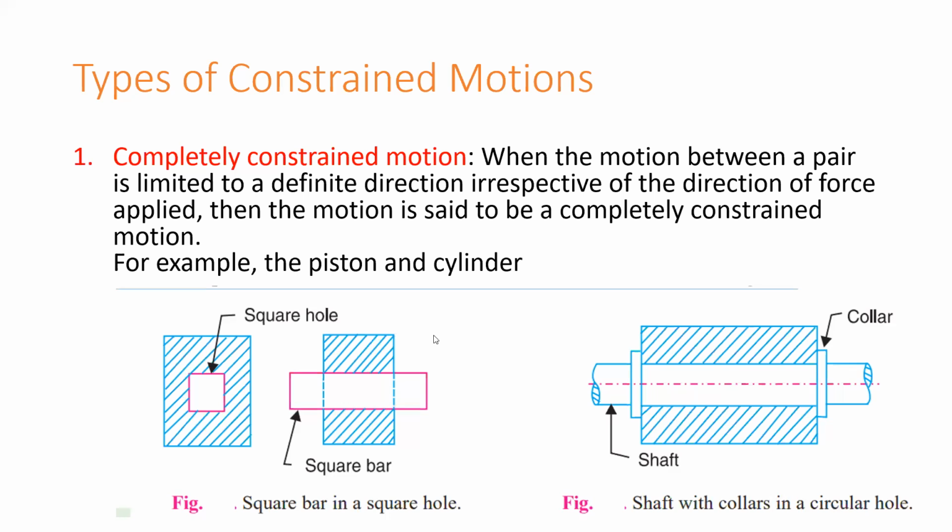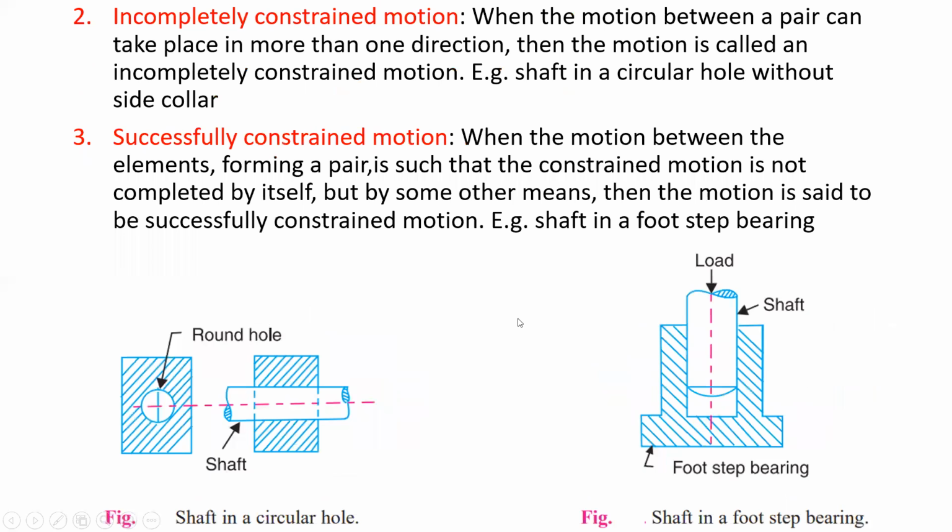Then let us see what are successfully and incompletely constrained motion. So next is incompletely constrained motion. What is incompletely constrained motion? Opposite of the constrained motion. Constrained motion takes place in a definite direction. Incompletely constrained motion can take place in multiple directions, in more than one direction.